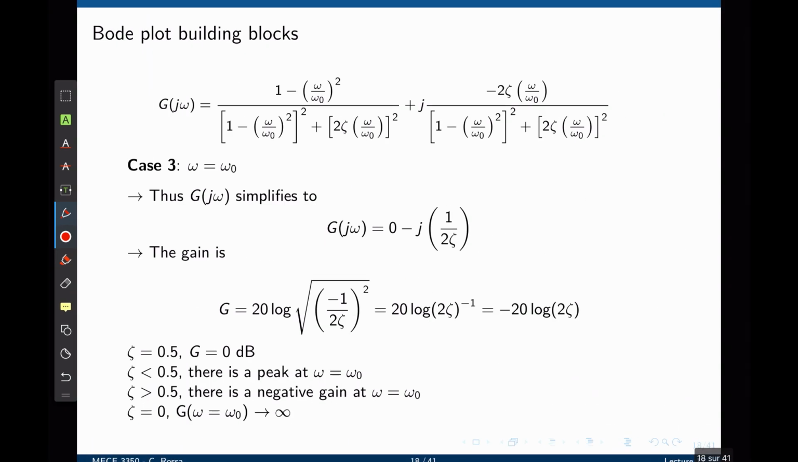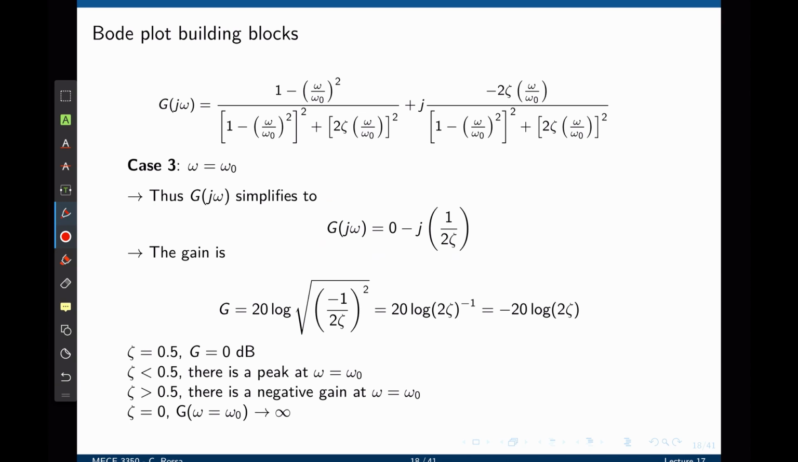Now back to our original transfer function, here it is. Now let's consider the case where the input frequency is exactly the cutoff frequency of that complex pole, so omega equals omega 0. This is a very simple case to deal with because the entire first term tends to 0 straight away. If you look at the numerator, we see that if omega and omega 0 are the same, the entire real part tends to 0. And the imaginary part simply simplifies to negative j times 1 over 2 zeta. This is now our transfer function.